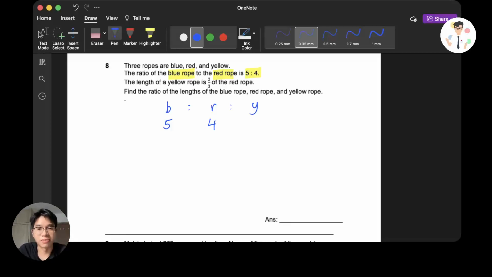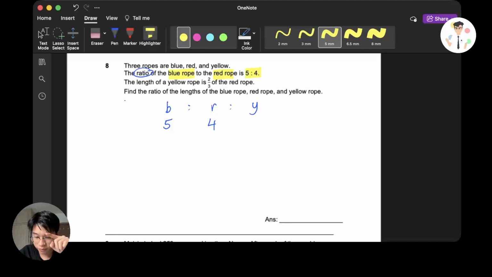Because that is what it means, right? 5 units, 4 units. But in ratio, we are a bit lazy. We don't write that U, but that does not mean it's 5 cm or 4 cm. That basically means 5 units, 4 units. Now, many of you know this quite well, but the problem is, again, you forgot what that fraction means. Here it says the length of the yellow rope is 2 over 3 of the red rope.